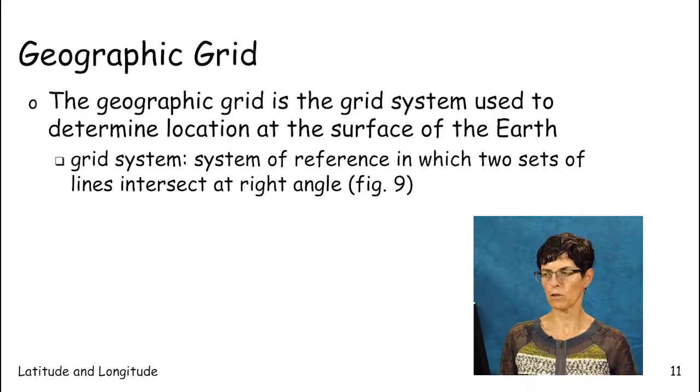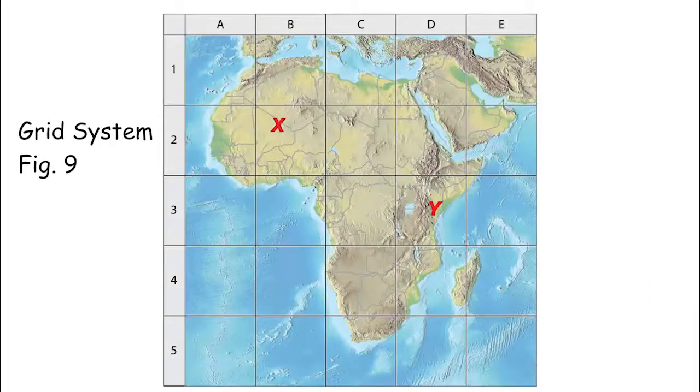So if you go to figure 9 in chapter 1, this is just a simple grid system. And they are labeled A through E at the top, 1 through 5 on the side, on the left. So we could describe the location of X as being 2B. And we could describe the location of Y as being 3D.